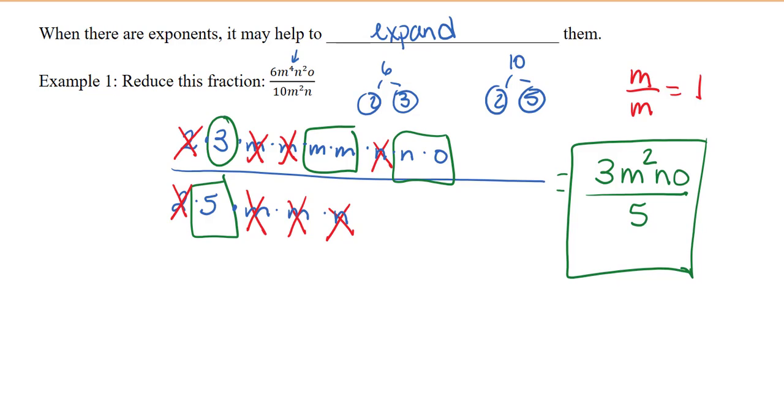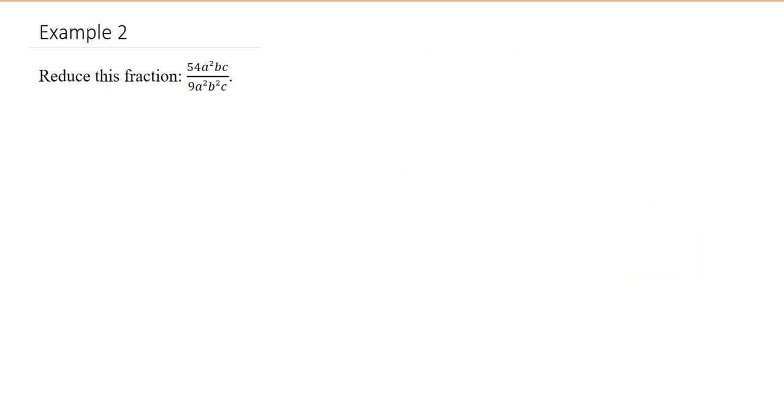So let's look at one more example. Example 2, we're going to reduce this fraction. So we have 54 a squared b c. Then on the bottom we have 9 a squared b squared c. So let's go ahead and start finding all these factors. So let's go with 54 first. So 54, if we were to go 2, well, 25 times 2 is 50. So if we just go 27, just 2 more, so 2 times 27, then that would give us 54.